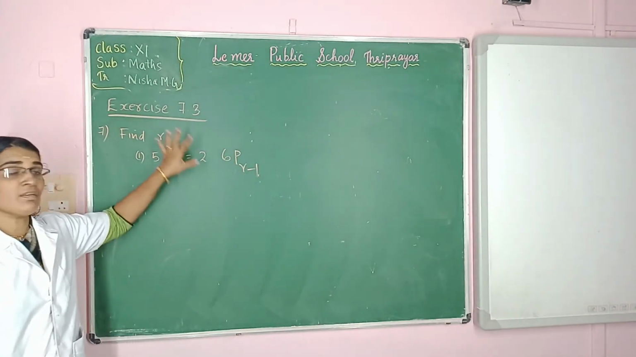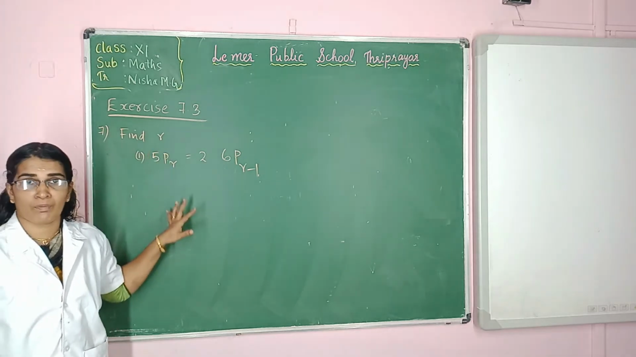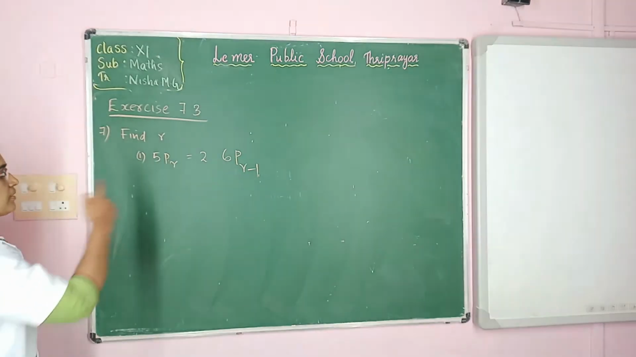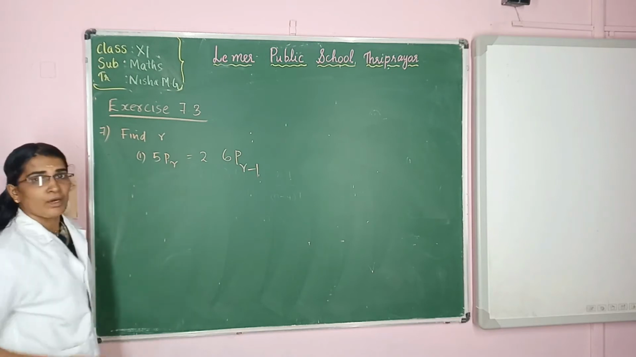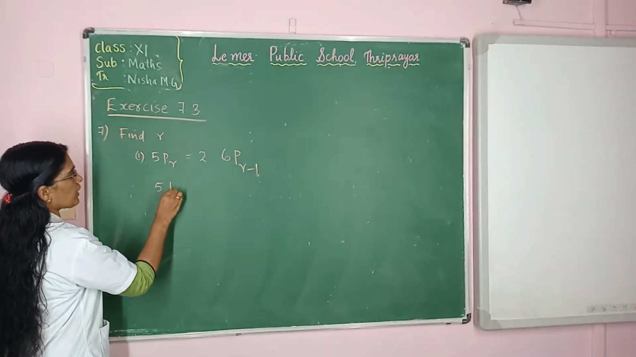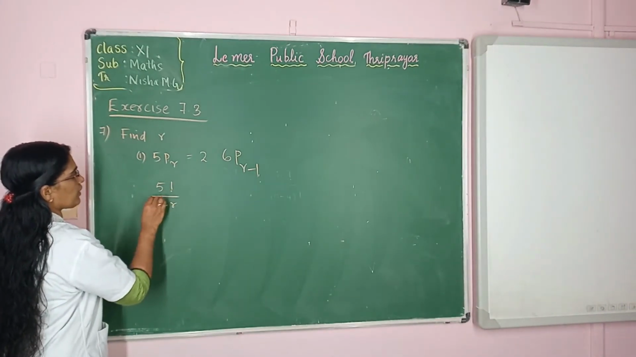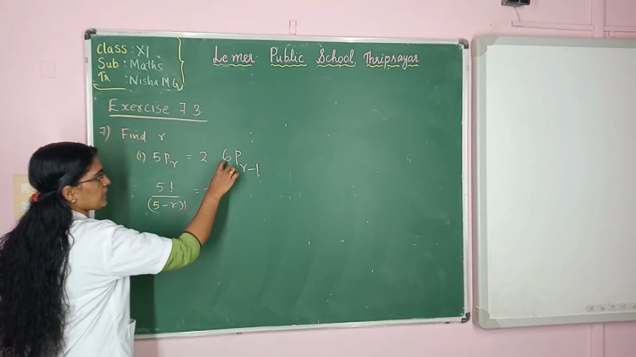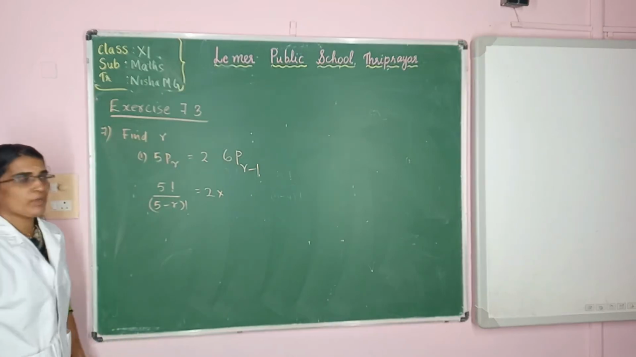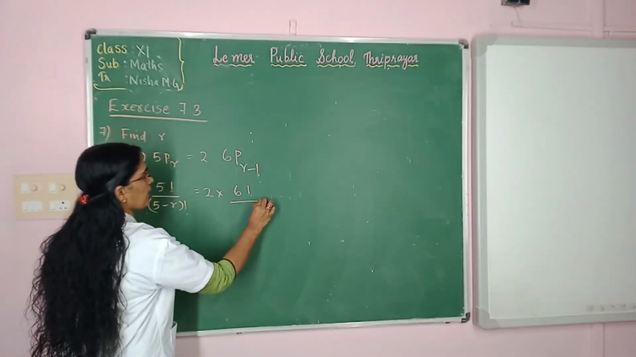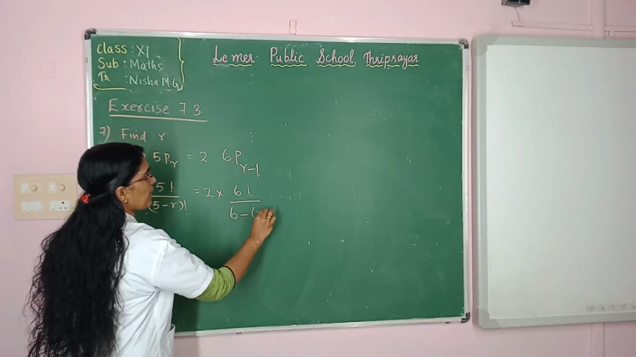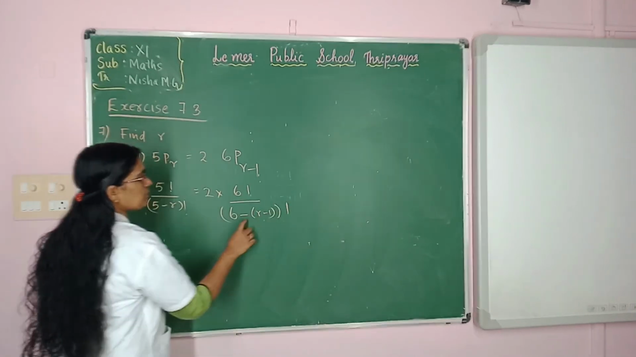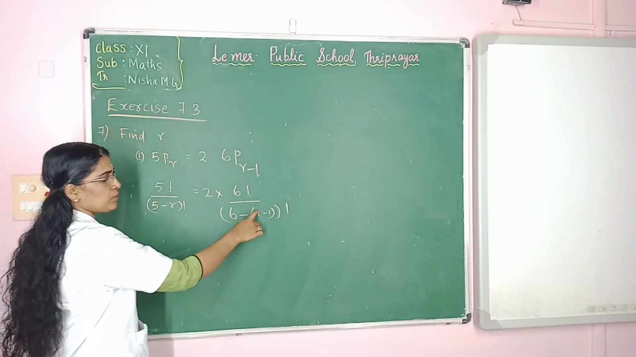Here we have to use the permutation formula for expansion. Expand 5Pr: 5 factorial by (5 minus r) factorial is equal to 2 into 6P(r minus 1). How to expand? 6 factorial by (6 minus (r minus 1)) factorial. After subtraction, two terms are there.